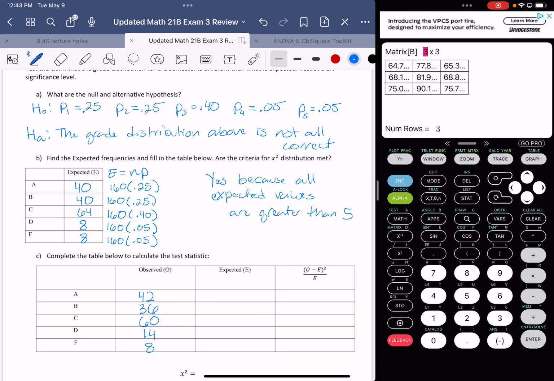The next column, the expected E, where do I get that from? What we just found in part B. So you're just bringing that over. For A's, we expected 40. We expected 40 B's. We expected 64 C's. Expected 8 D's and expected 8 F's.